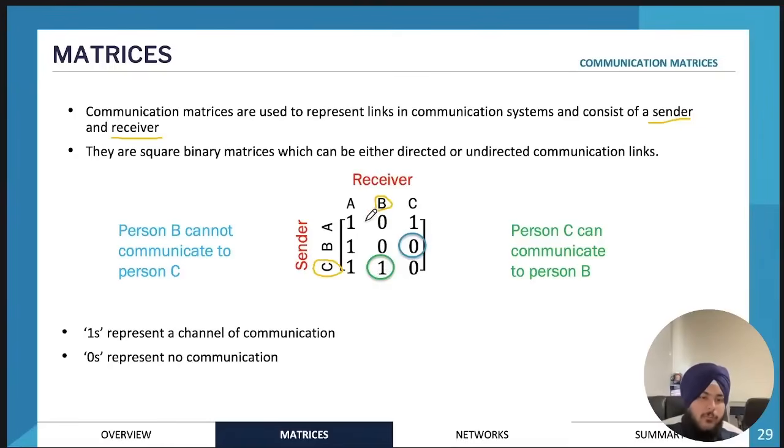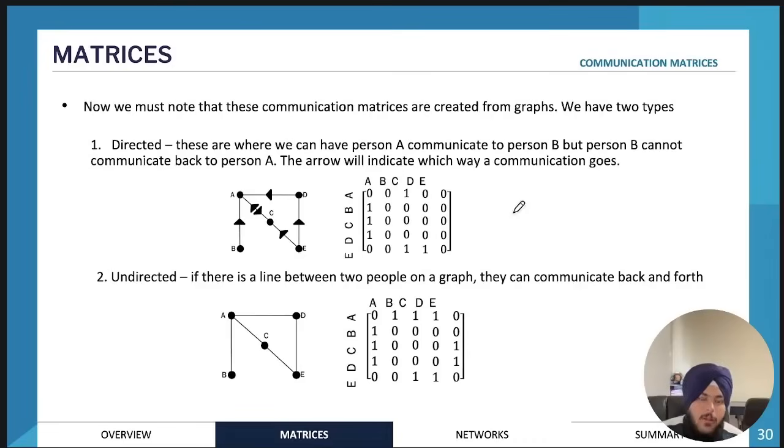If we were to look at a random one, for example, this one over here: B is the sender and A is the receiver, and there's a 1 here, so that means B can send a message to A. So this is how we read a communication matrix. There'll be a few calculations involved with this as well, but the important part is knowing how to set up the communication matrix.